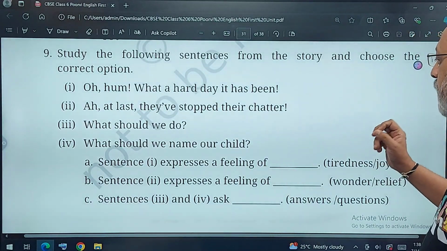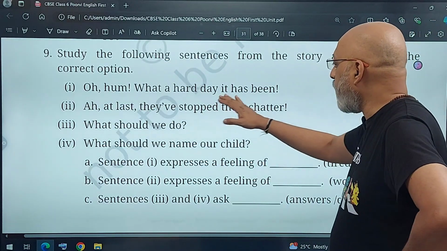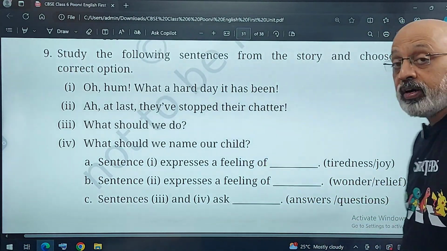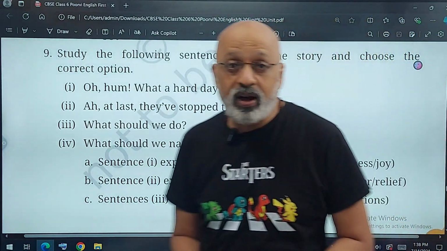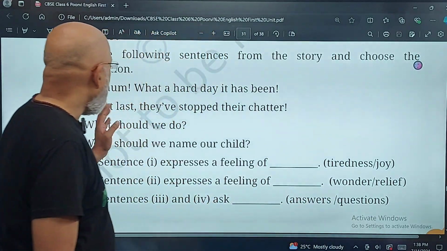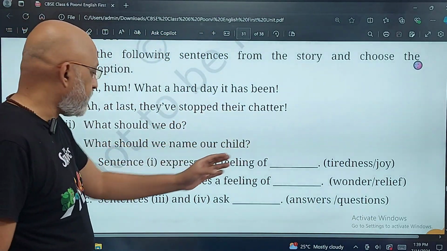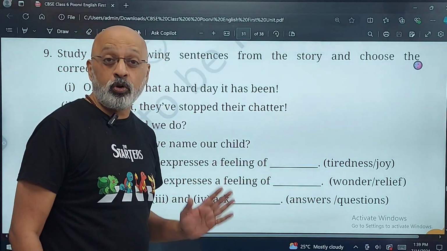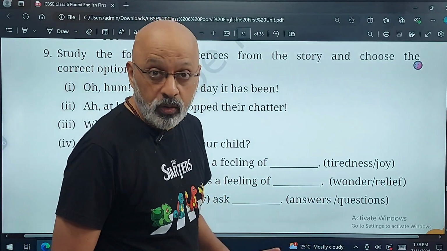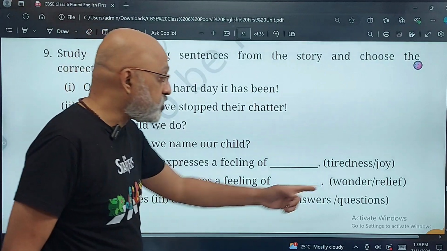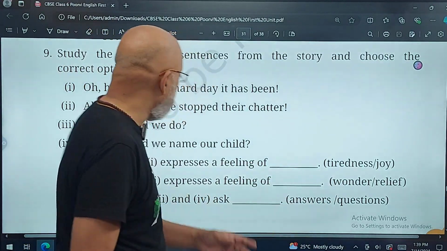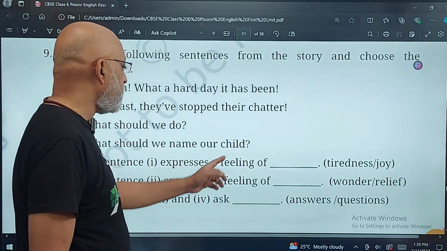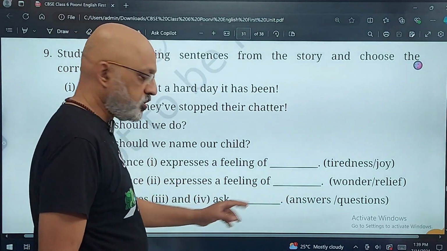Now this is the "Oh hum, what a hard day it has been." Sentence 1 expresses a feeling of tiredness. You know, he's feeling very tired after a very hard day. "Ah, at last they have stopped their chatter." Sentence 2 expresses a feeling of relief. I am relieved that उन्होंने अपनी बातचीत बंद कर दी. Okay, so he's feeling relieved. He's not feeling, you know, sense of wonder. "What should we do?" Sentence 3 and 4. "And what should we name our child?" Ask questions. Okay.